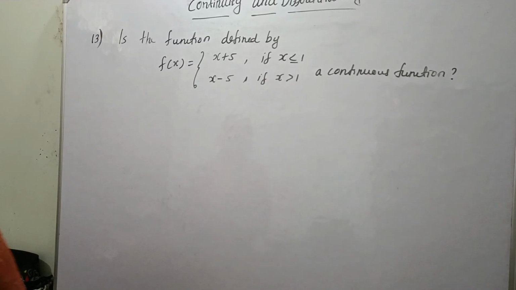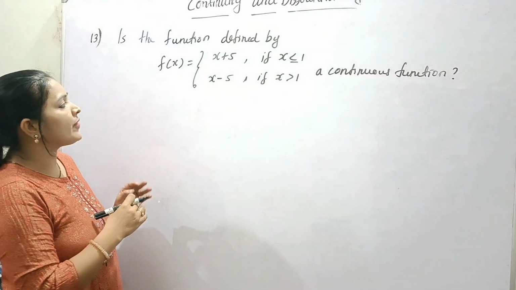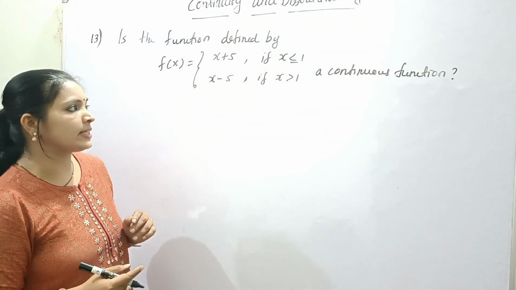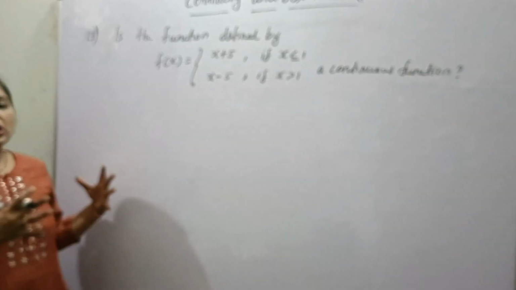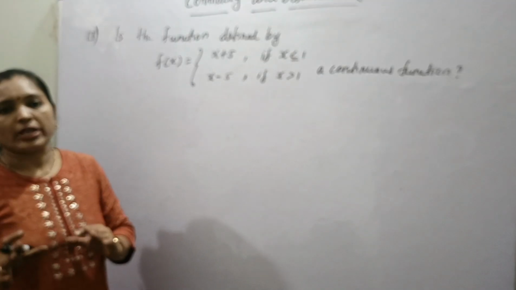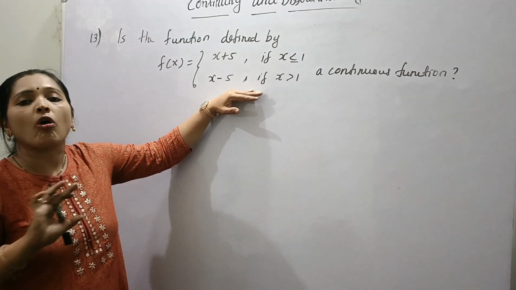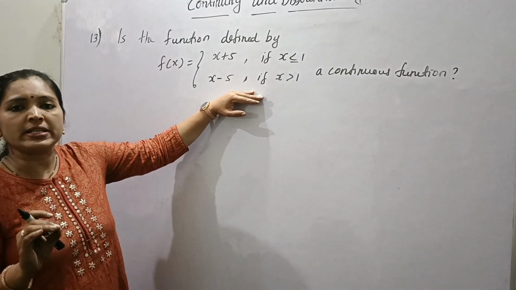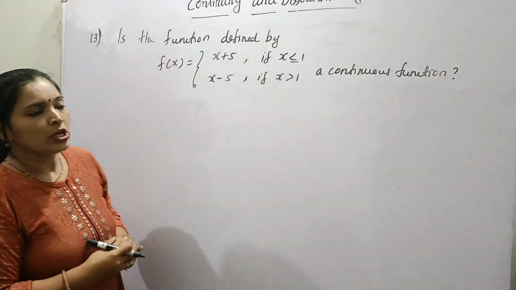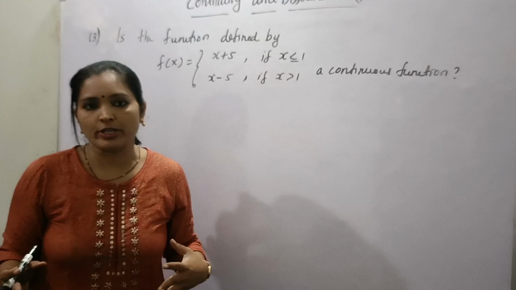Is the function defined by f of x is equal to x plus 5 if x is less than or equal to 1, f of x is equal to x minus 5 if x is greater than 1, a continuous function? See, a function is continuous if it is continuous at all the points. If a function is continuous at all the points, then we say the given function is a continuous function. So here also we have to check whether the given function is continuous at all the points or not.